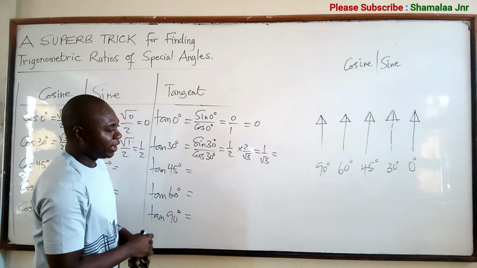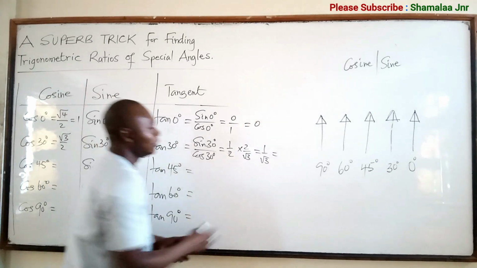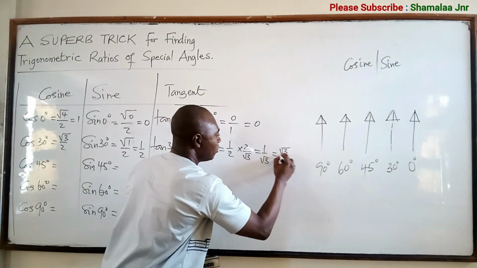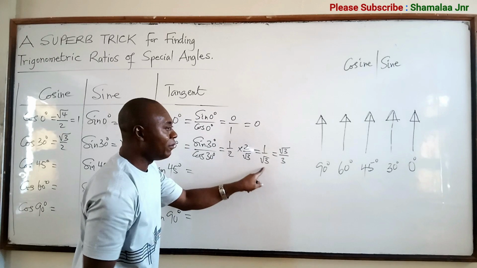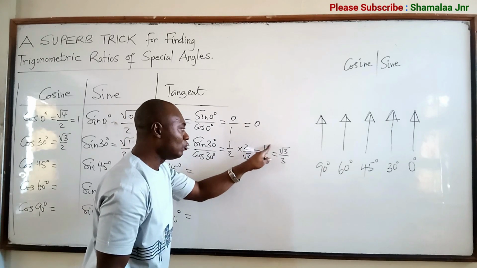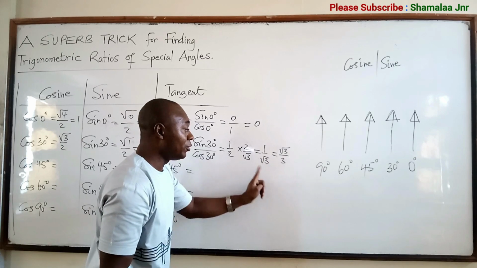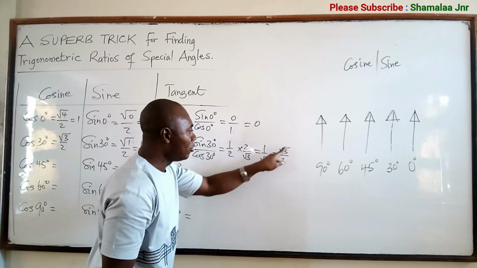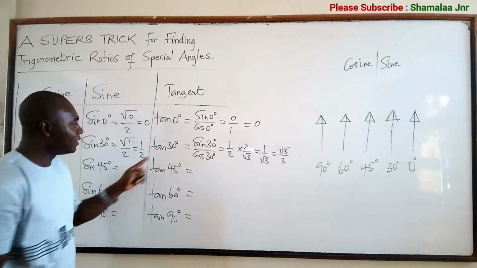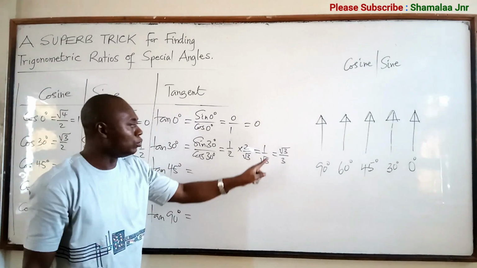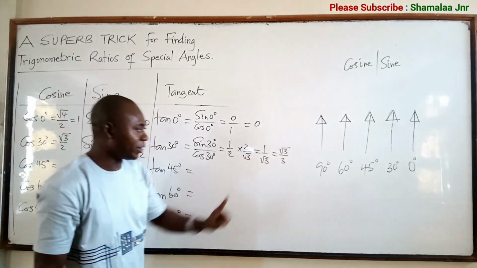And 1 over root 3, if you rationalize the denominator, will be the same as root 3 over 3. That is, multiply the denominator by root 3 and the numerator by root 3. Root 3 times root 3 will be 3, that is square root of 9, that is 3. And then the numerator will be root 3. So we have this way: it means that tan 30 degrees is equal to square root of 3 over 3.